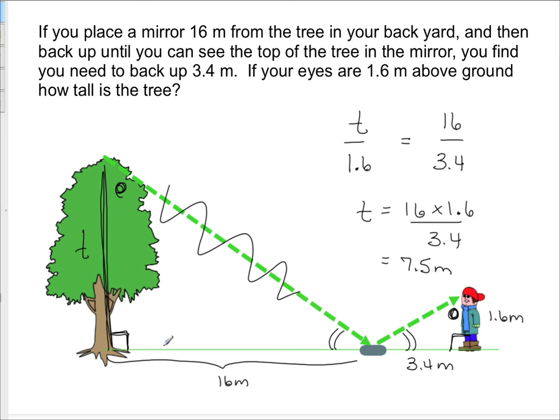So we can give our concluding statement that says, therefore, the tree is 7.5 meters tall. And we're done.